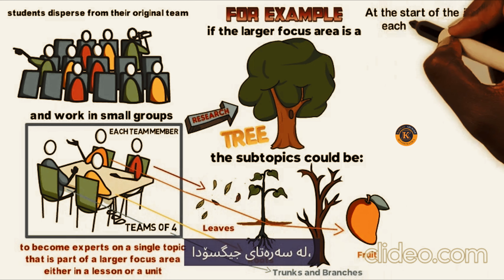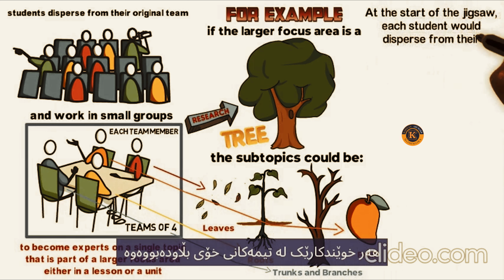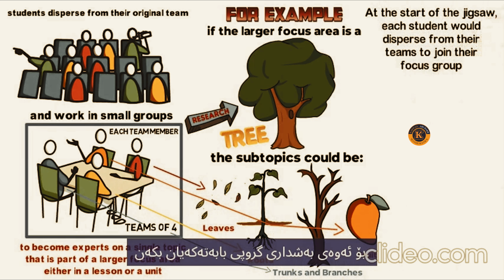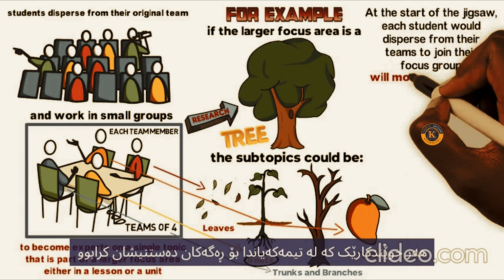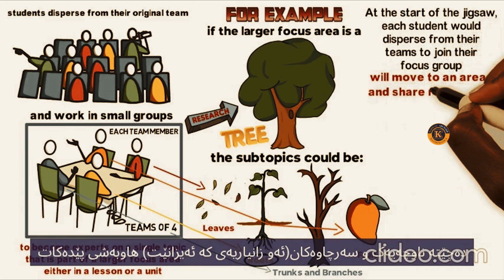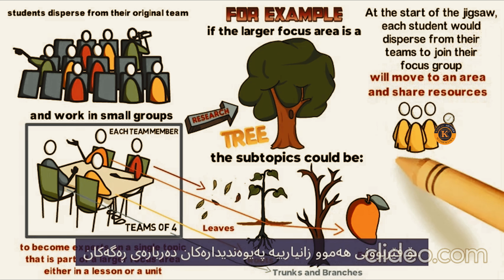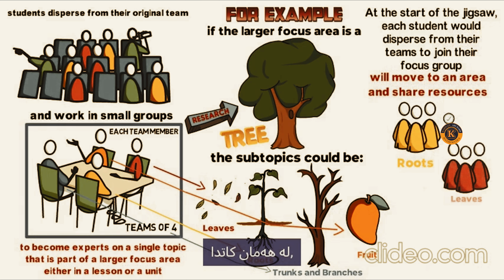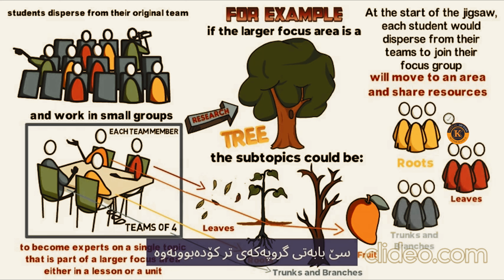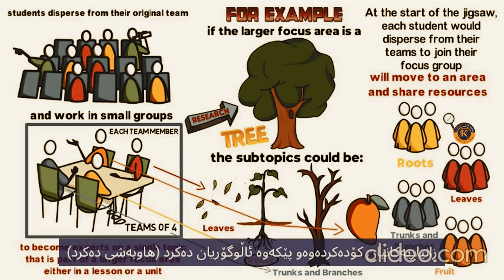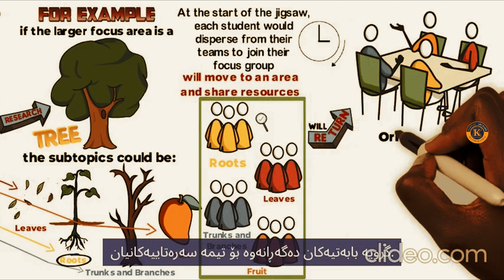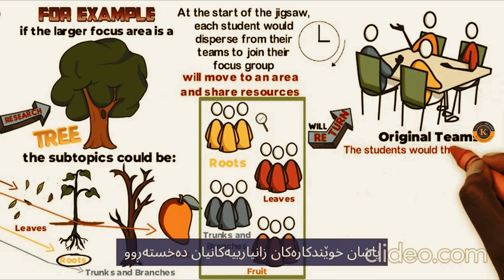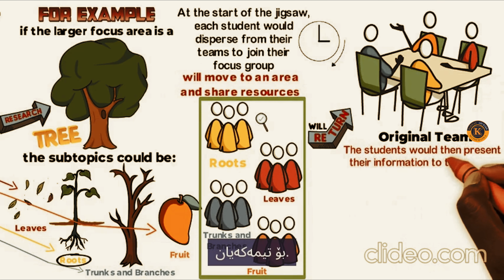At the start of the jigsaw, each student would disperse from their teams to join their focus group. As a result, each student who was assigned to roots in their team will move to an area and share resources to learn all relevant information about roots. Simultaneously, the other 3 focus groups would gather and share resources as well. After a set amount of time, the focus groups would return to their original teams. The students would then present their information to their team.